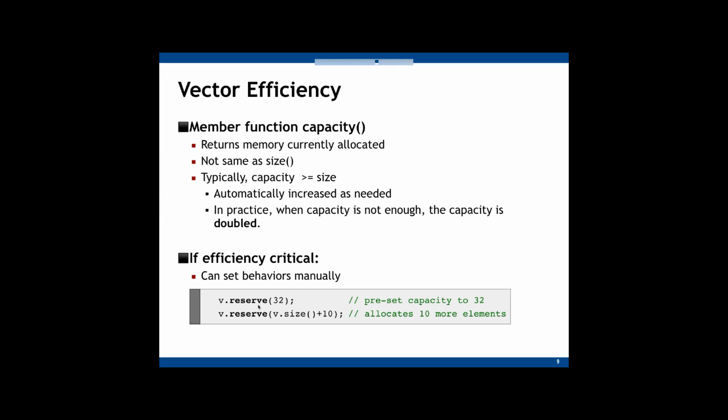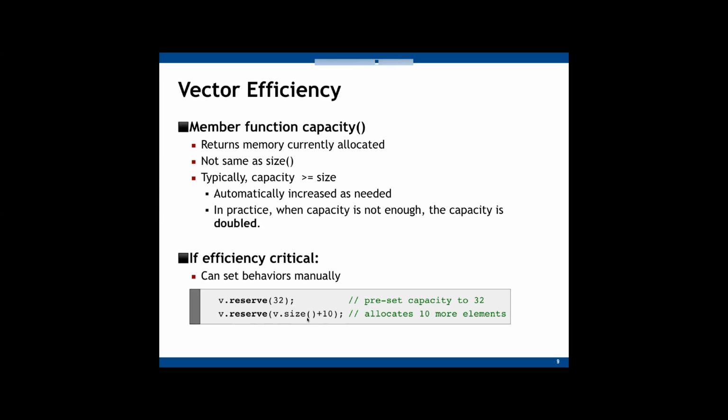Reserve is also a member function defined in the vector class. Here we are changing the capacity to at least 32 elements. And for this line, we set the capacity to at least 10 more than the number of elements currently in the vector. So like this, you can control the capacity of the vector. You don't have to rely on the default implementations.